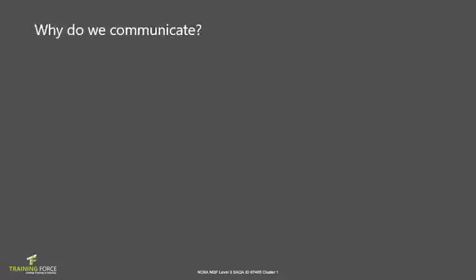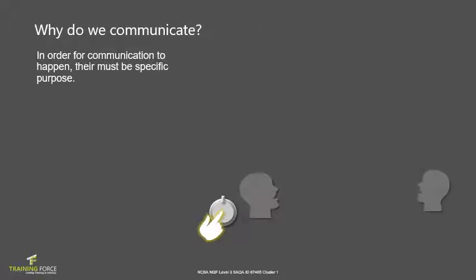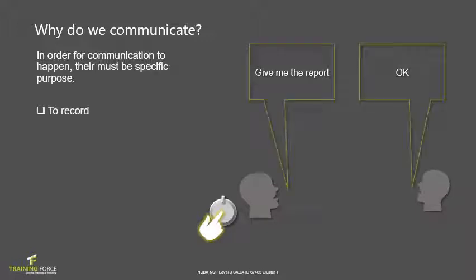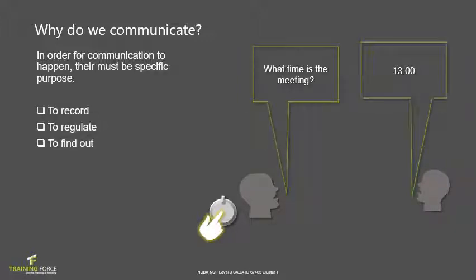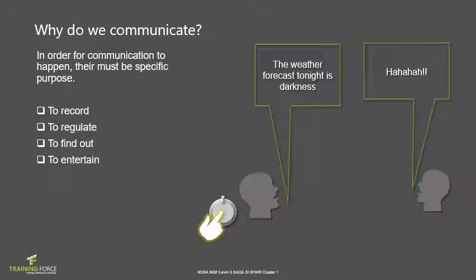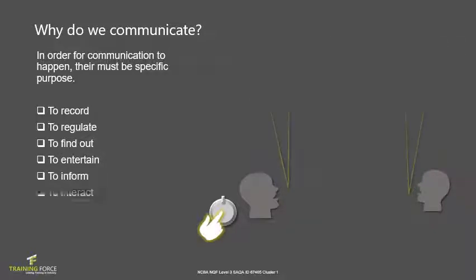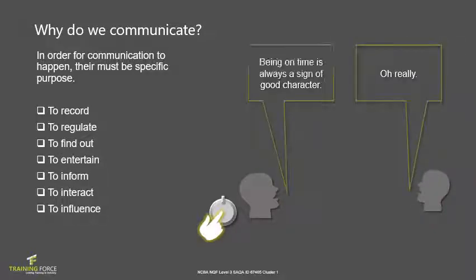For communication to happen, it must be switched on. There must be a specific purpose, a reason, and an audience, someone to listen or hear the message. Whatever the reason, this could be to record, regulate, maybe even inform or influence. It takes the form of sending and receiving of some kind of information between two or more people.